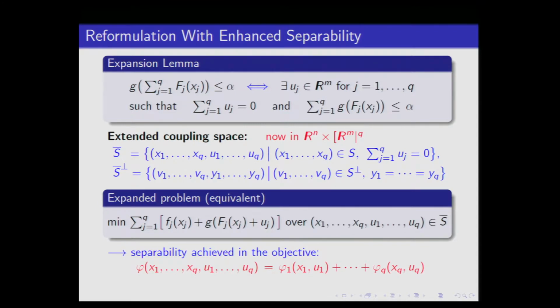So I put a bar over it for this purpose. I'm looking at the original variables and the new variables, such that the original variables belong to the subspace S, and the u's add up to 0. And then, in every case, for my method, we're going to need the complementary space. And here, of course, it would be the complement of S, and then the complement of the u's adding up to 0 is that the y's should all be the same. This is a kind of simple duality that occurs over and over again.